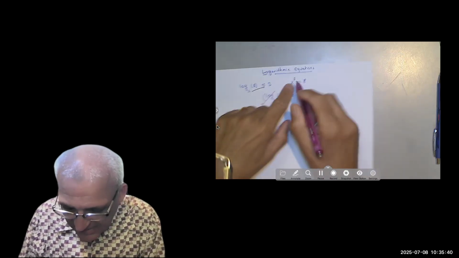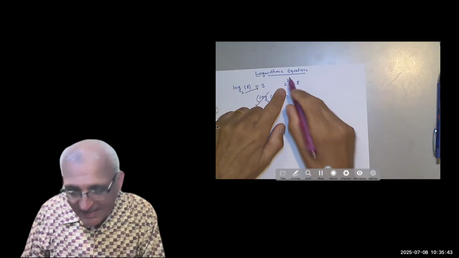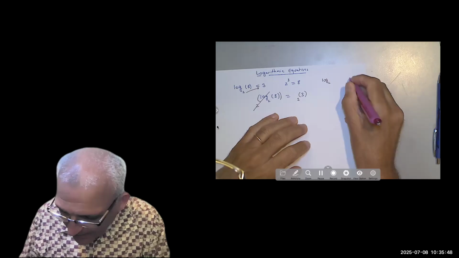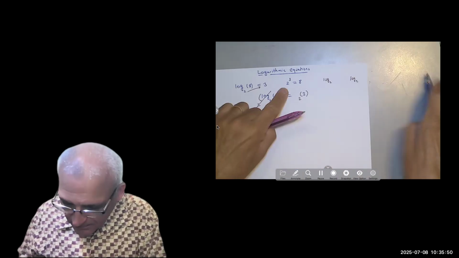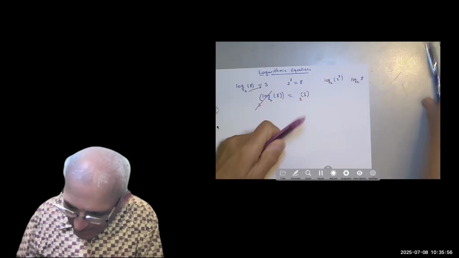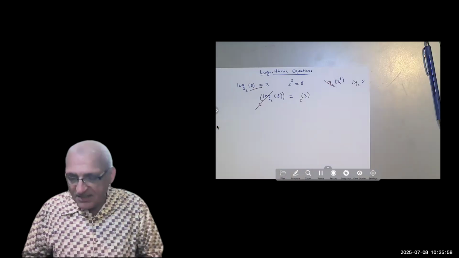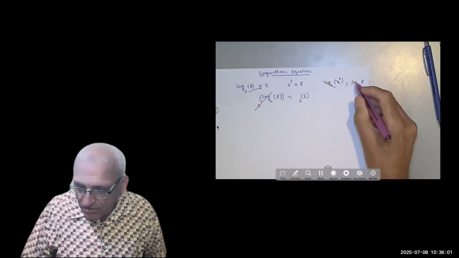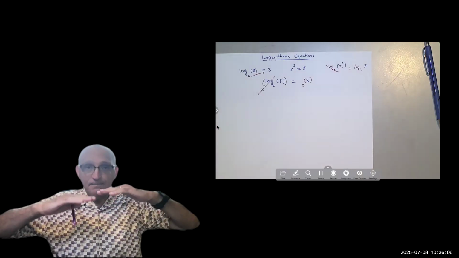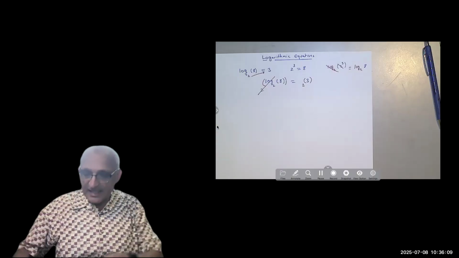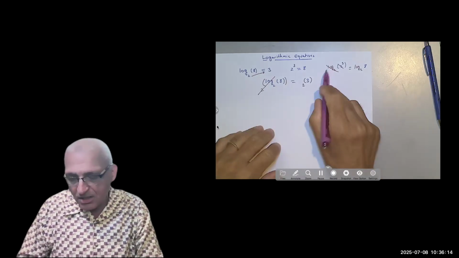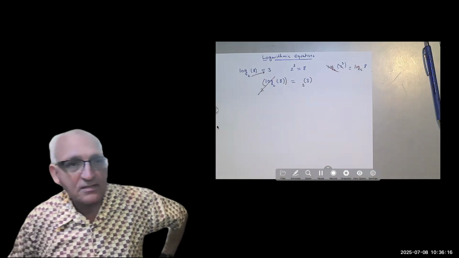If it tells me 2 cubed is 8, I can take log to the base 2 and apply it to both sides. Because this guy and that guy cancel each other, and I get log to the base 2 of 8 equals 3. So I can raise the base to the power of the log, or I can take the log of the base power, and they cancel each other.